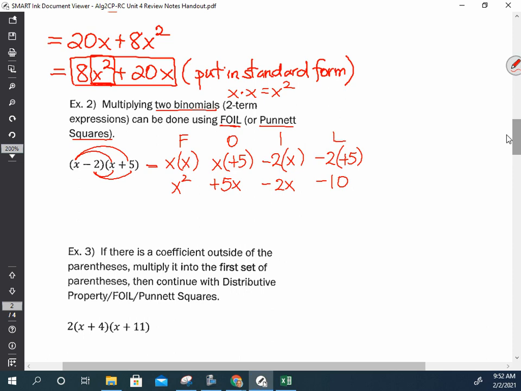Now you combine like terms. So your only like terms here, 5x minus 2x, 3x. And then that's simplified. Any questions on the FOIL part before we do it using Punnett squares? Since I know some of you might be more familiar with Punnett squares.